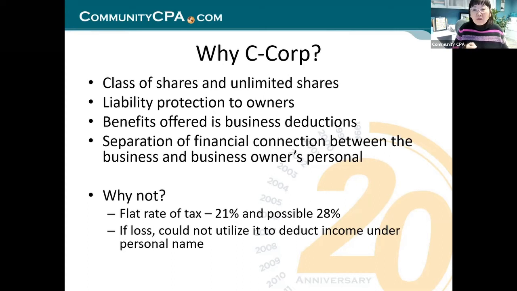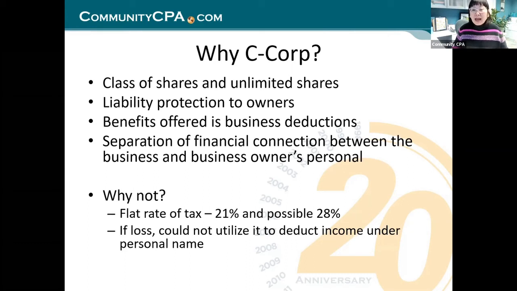And the benefit offered inside of the business is tax deductible. So for example, if you are offering an executive a car, it's an expense for the business. If you have a pension plan, it is an expense for the business. So everything is an expense for the business, okay? And the separation of the financial connection between the business and the business owner's personal life is so important. That's the go ticket for C-corp.